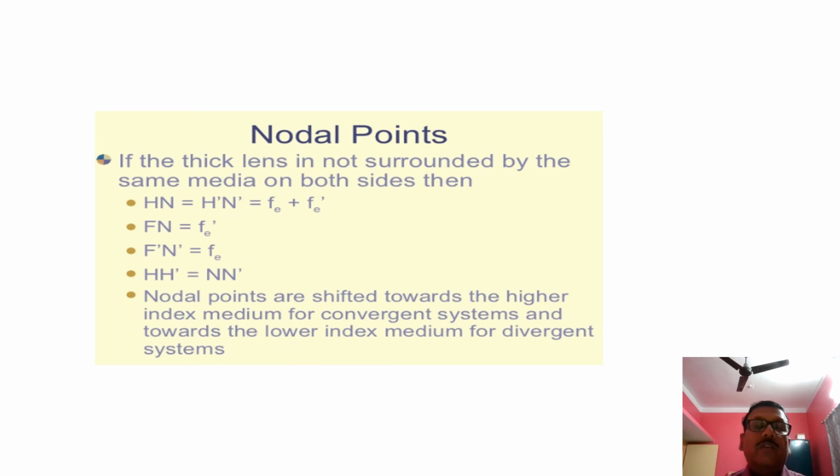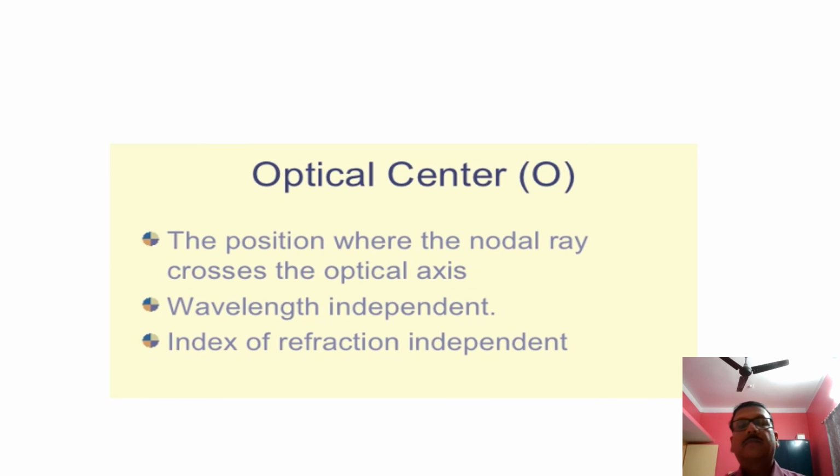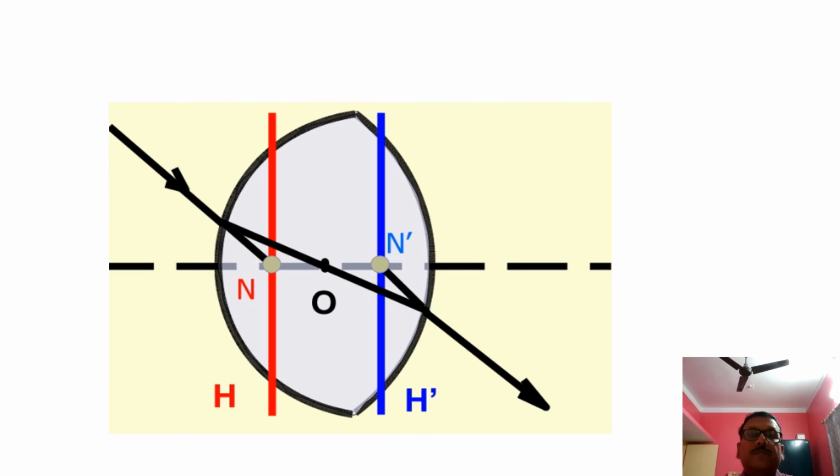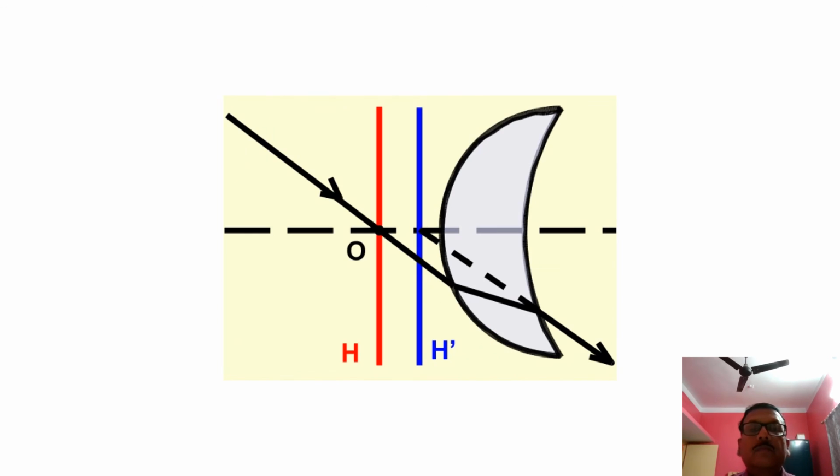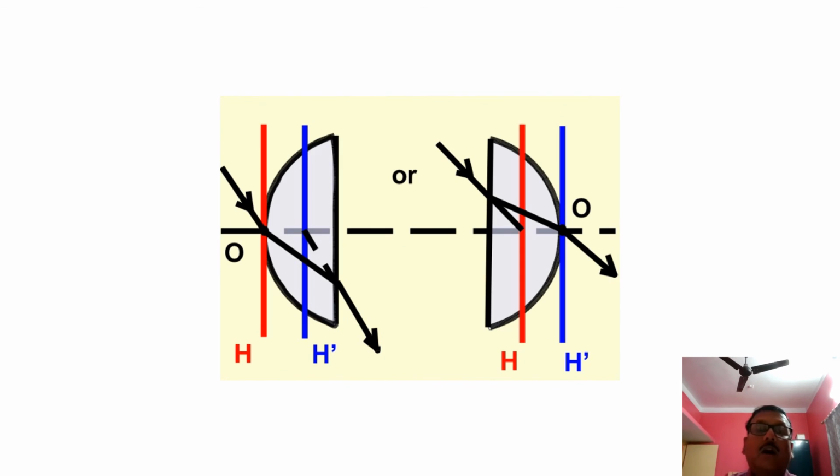Nodal points are shifted towards the higher index medium for a convergent system and towards the lower index medium for a divergent system. The position where the nodal ray crosses the optical axis, and is independent of the wavelength and index of refraction, is the optical center O. Here the optical center is shown in this figure. Here O is the optical center. Again the optical center. These figures prove the expression in the previous slide, and the statement made in the previous slide can be made clear with the help of these figures.